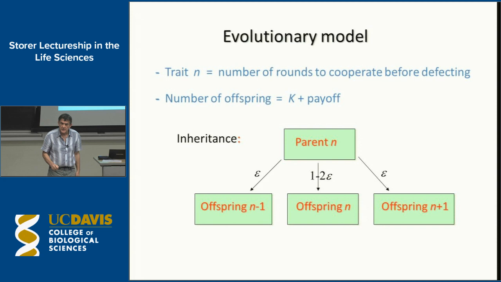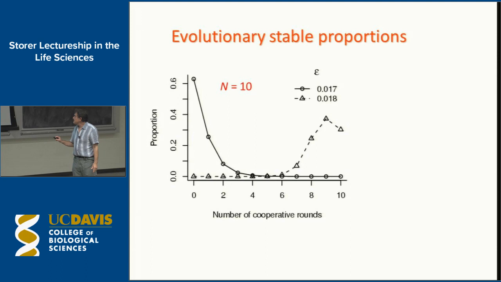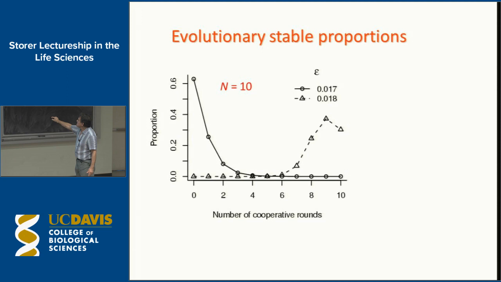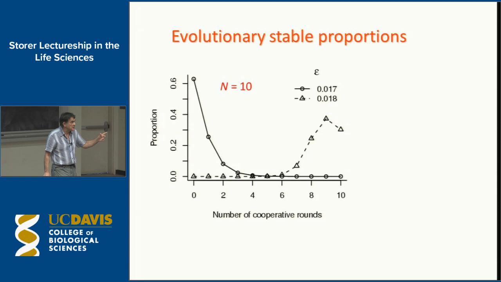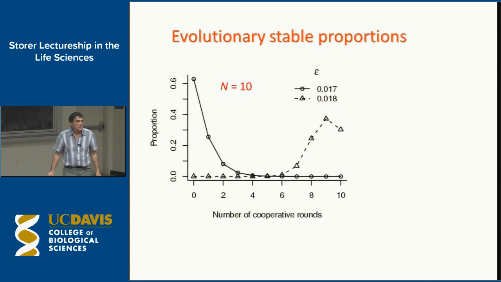Now, if you do an evolutionary simulation, these are two evolutionary simulations done in the case where n equals 10. If you look at this case here, to start with the circles, this is the distribution of the number of rounds of cooperation in the population at stability. This is the epsilon equals 0.017 case. This is the modal value, 0. Individuals in this population, most of them, defect on the first round, as theory tells us.